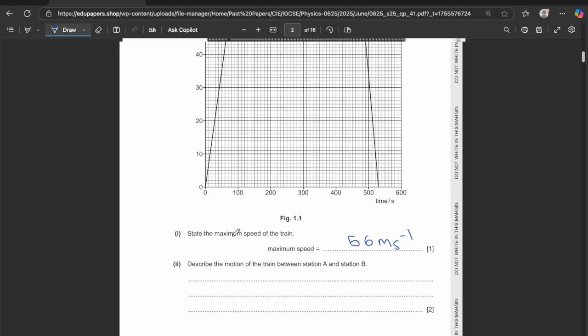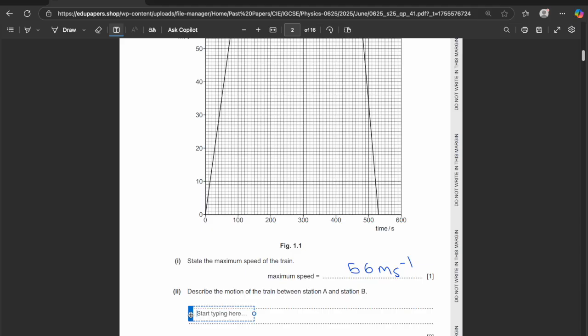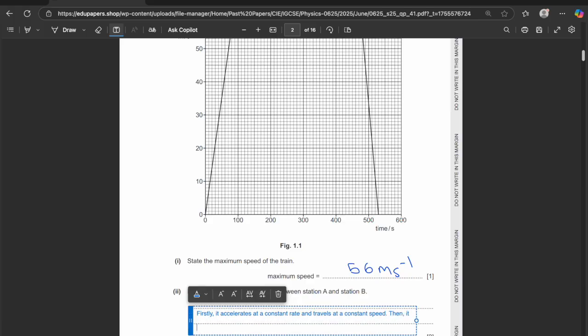To describe the motion of the train between station A and station B. So firstly, you can see that speed increases and the gradient is constant, which means the acceleration is constant, and then it reaches a constant speed and then decelerates, which is constant. So we're going to have to write, firstly, it accelerates at a constant rate and travels at a constant speed. Then it has a constant deceleration.